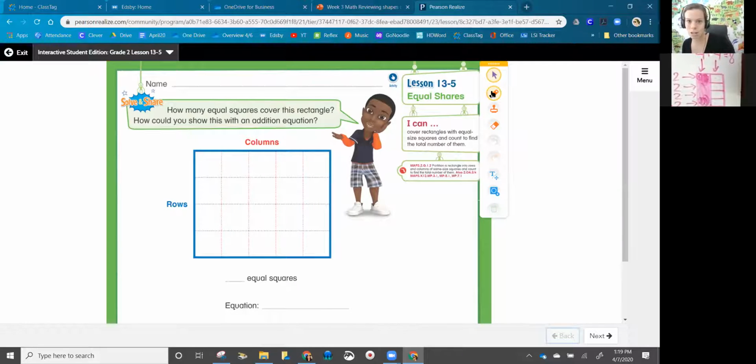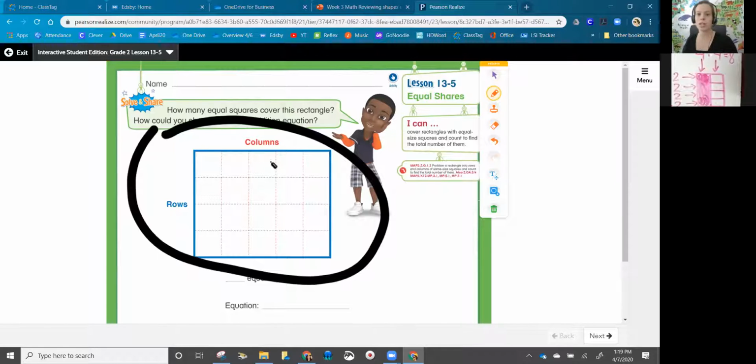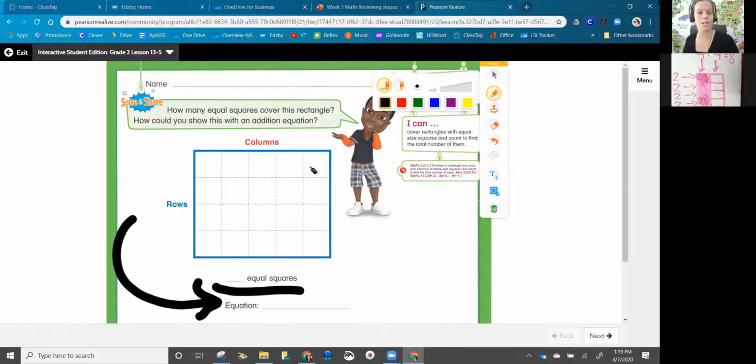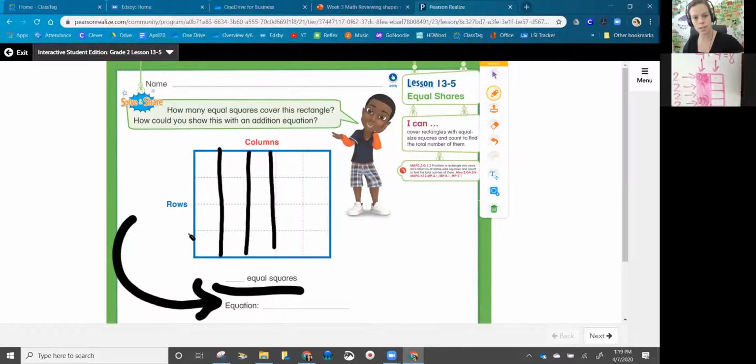So let's take this little pen here and let's make it thicker. So let's see. This is our whole, okay? And we are going to divide it into equal squares and write the equation. So that is really thick. I don't use this as much. Let's do this. Okay, so let's divide it into equal parts, equal shares.